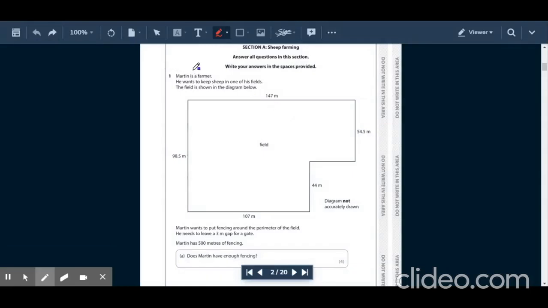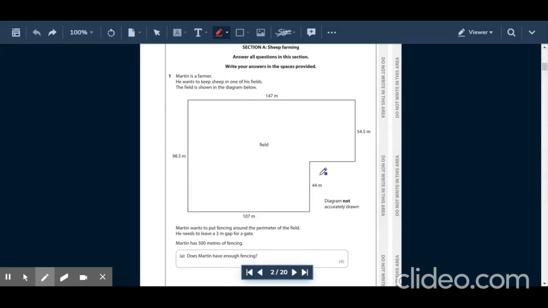Right, so we've got Martin, a farmer, and this is his field, and we've got some lengths around the field. He wants to put a fence around the perimeter, so the perimeter is the distance around the outside of something. He needs to leave 3 meters for a gate, and he has 500 meters of fencing. We need to say if it is enough.